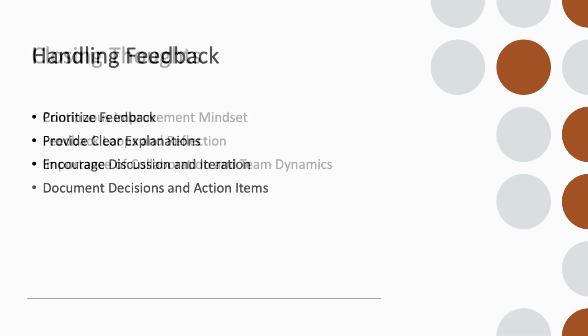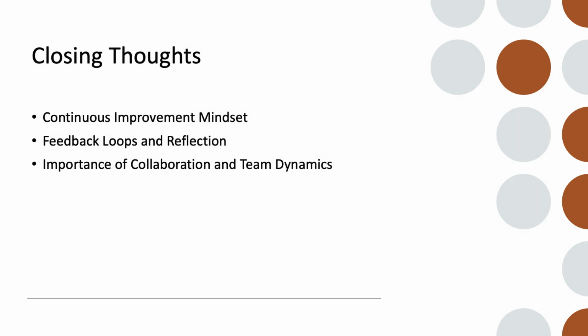the code effectively. So to recap, effective code reviews are essential for ensuring the quality, the maintainability, and scalability of software projects. And by embracing a mindset of continuous improvement and fostering a culture of review and feedback, teams can achieve higher levels of software quality and team cohesion.